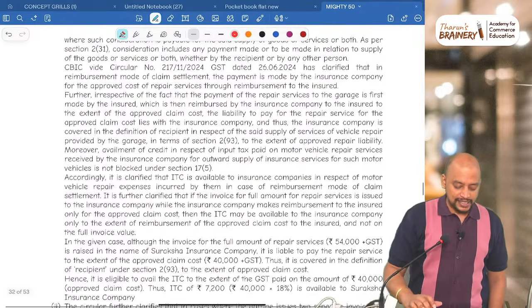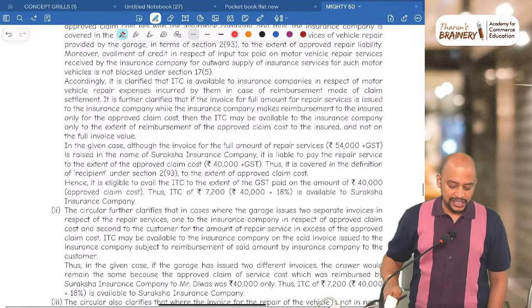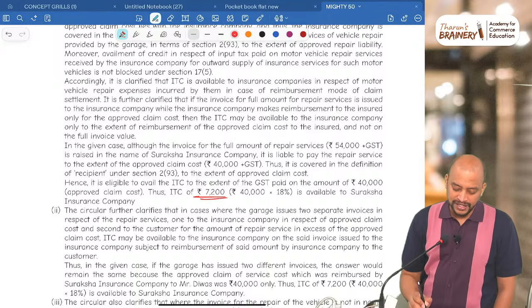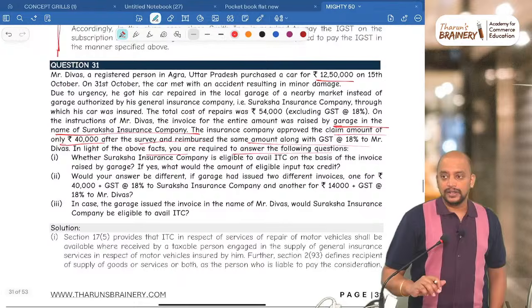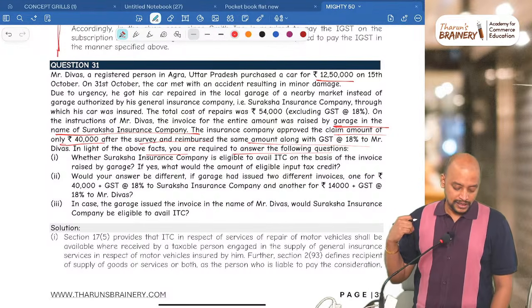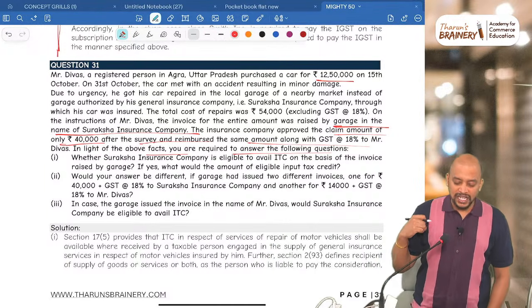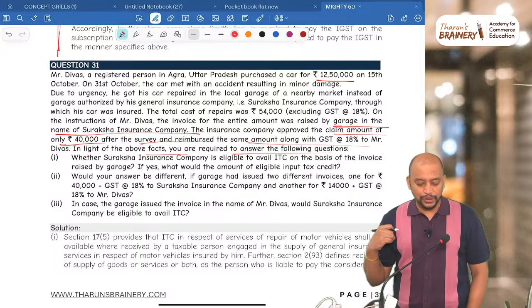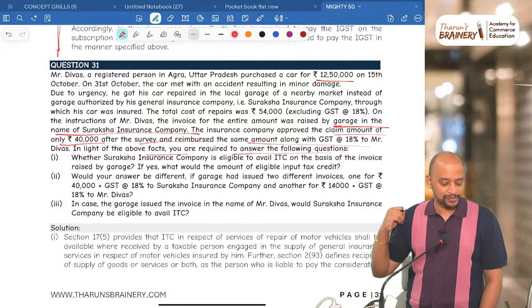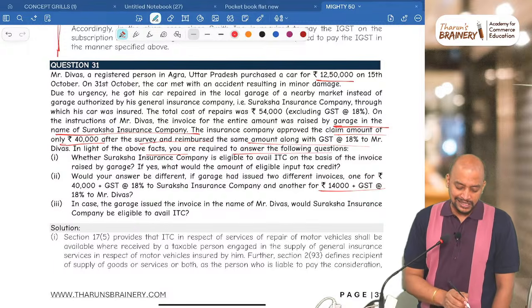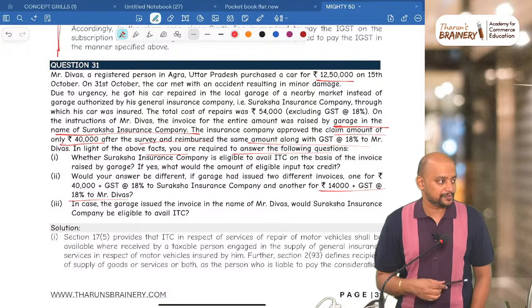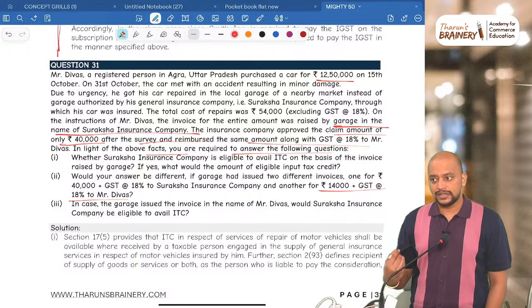So that is the answer we need to write for this. Thus the ITC of 7,200 is available to Suraksha Insurance Company. This is an RTP question. Next, second: would your answer be different if the garage has issued two different invoices, one for 40,000 plus GST at 18% to Suraksha Insurance Company, another for 14,000 plus GST 18% to Mr. Divas? What is your answer?